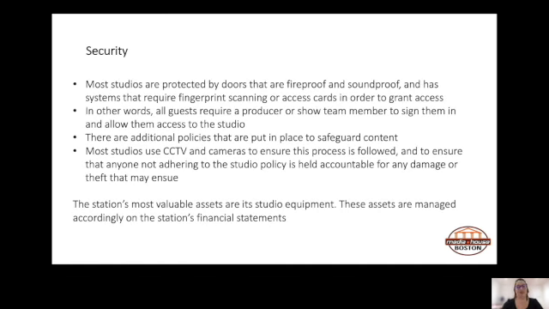When it comes to security, radio stations tend to be quite strict. Most studios are protected by doors that are fireproof and soundproof, and have systems that require fingerprint scanning or access cards in order to grant access. So you can hear there's quite a strict process that goes on. Not just anyone can get into these studios.